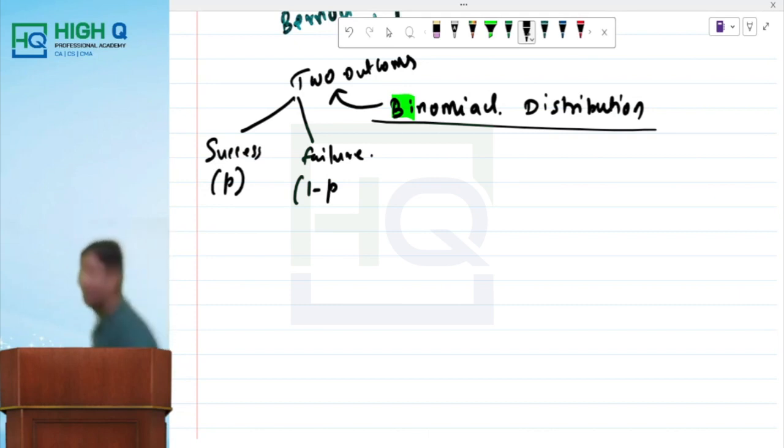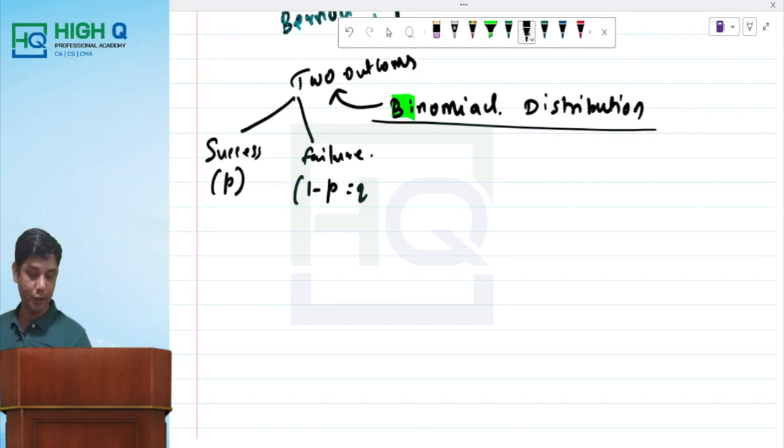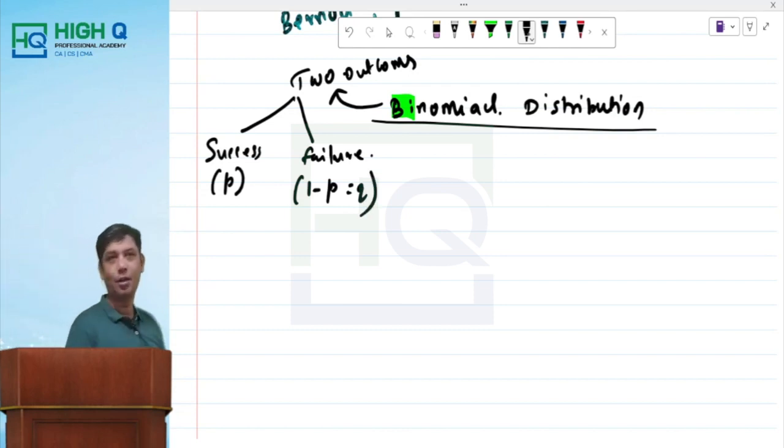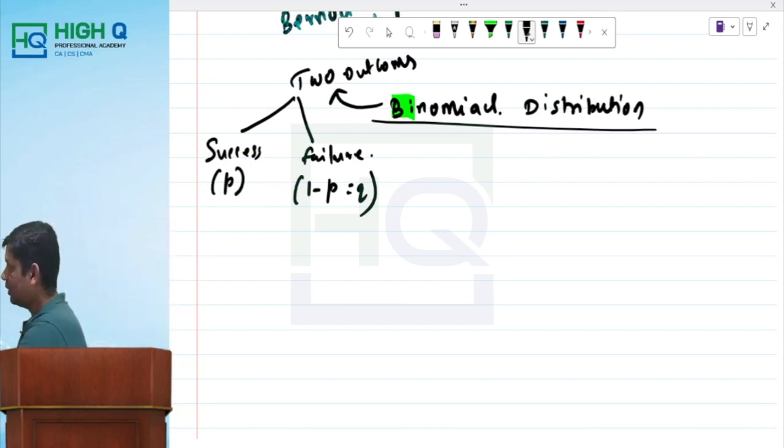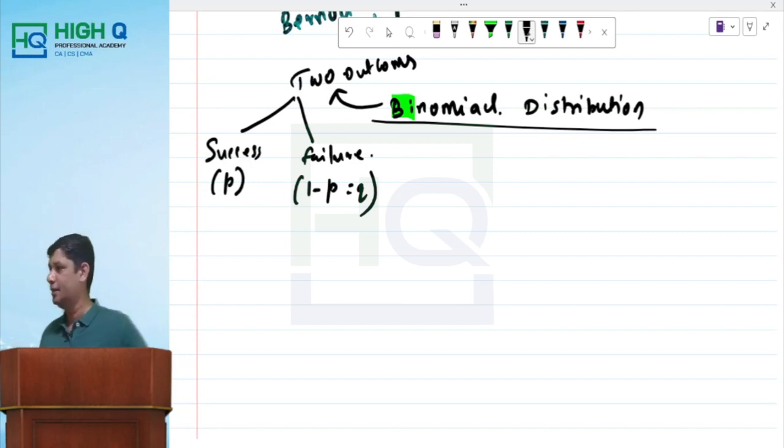Sir, I don't want to write 1 minus P every time. So then you can make it Q. You might think P means probability. Actually, P stands for probability. So the success probability I am taking as P, and the failure probability is 1 minus P. But every time I don't want to write 1 minus P, so I mention it as Q. Q is not a parameter. P is the only parameter. It's simple.